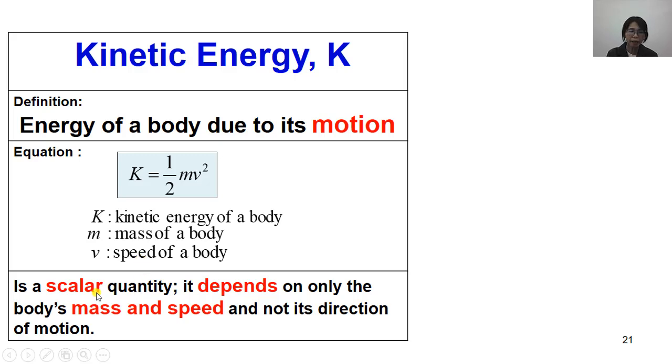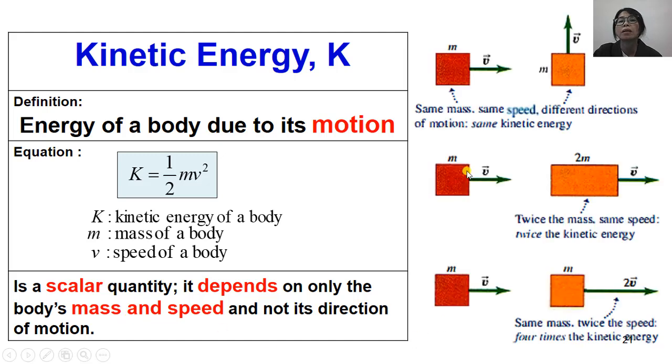Anyhow, bear in mind, kinetic energy is a scalar quantity. So kinetic energy only depends on the body's mass and also the speed of the body. It does not depend on the direction of the motion because it is a scalar quantity. So for the same mass and same speed, even though they move in different directions, they are going to have the same kinetic energy.